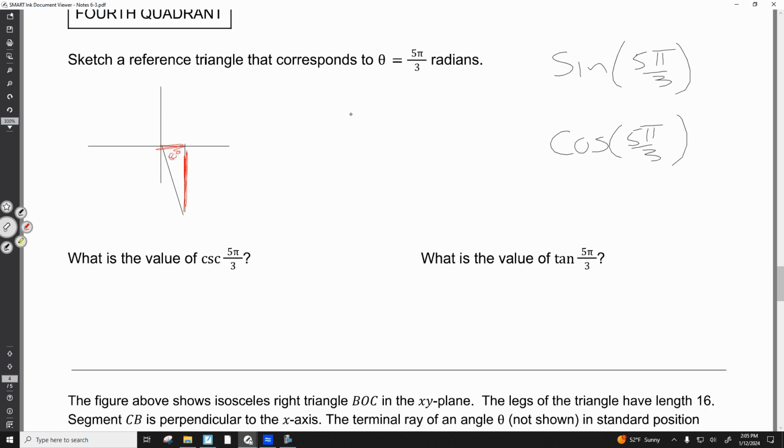Okay, what's the sine of 5 pi over 3? What's the cosine of 5 pi over 3? Get it and tell your neighbors.